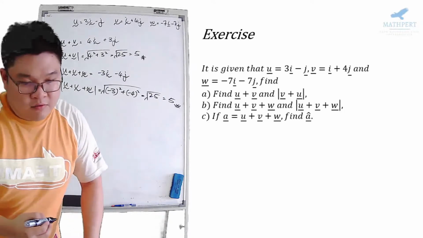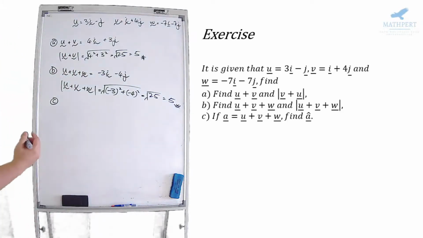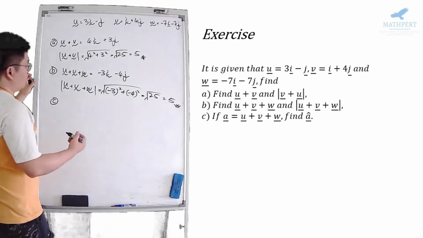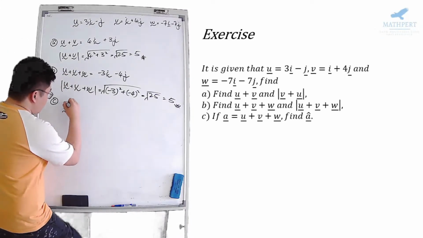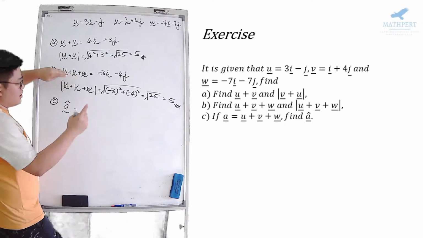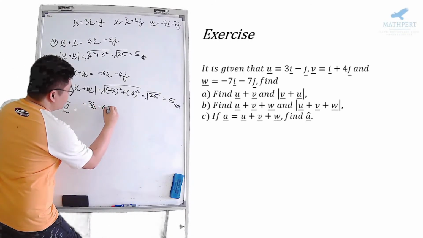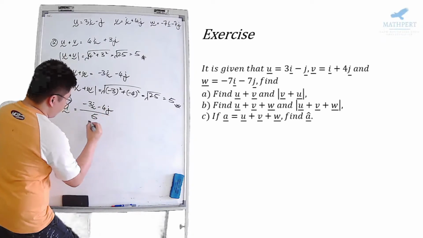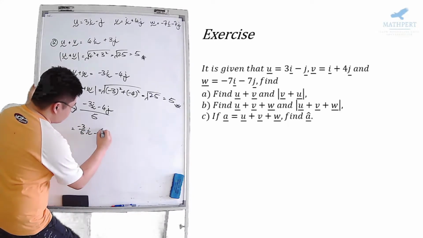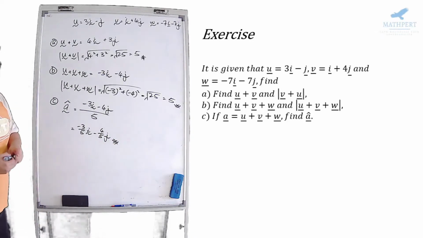Part C. Let A equal u plus v plus w. We are asked to find the unit vector for this one. Since A is equal to u plus v plus w, the unit vector for A will be minus 3i minus 4j over 5, or you can write it as negative 3 over 5 i minus 4 over 5 j. That's it.